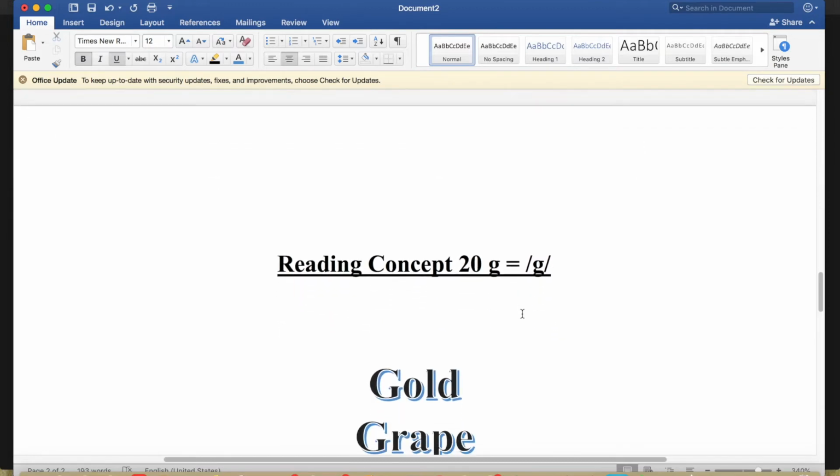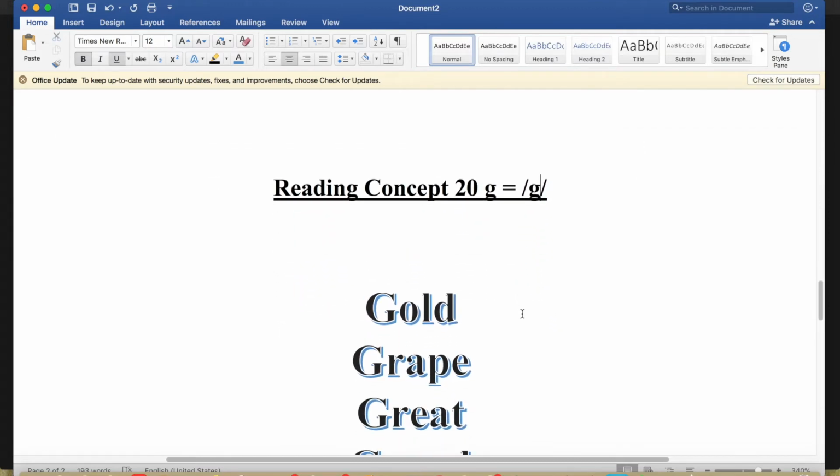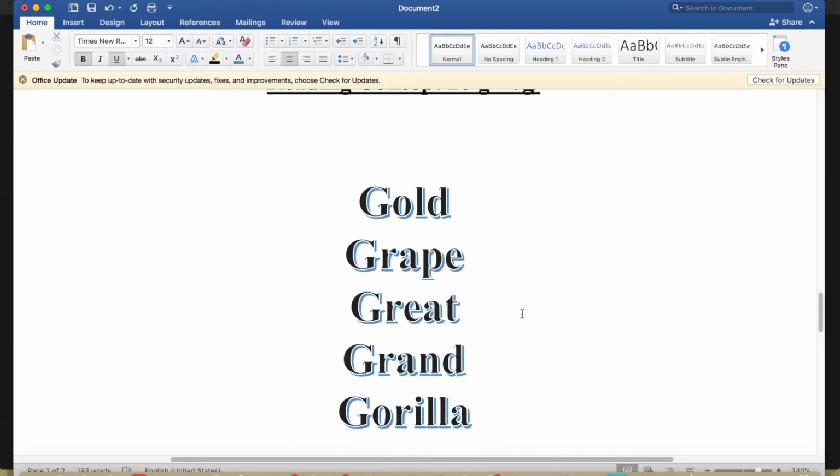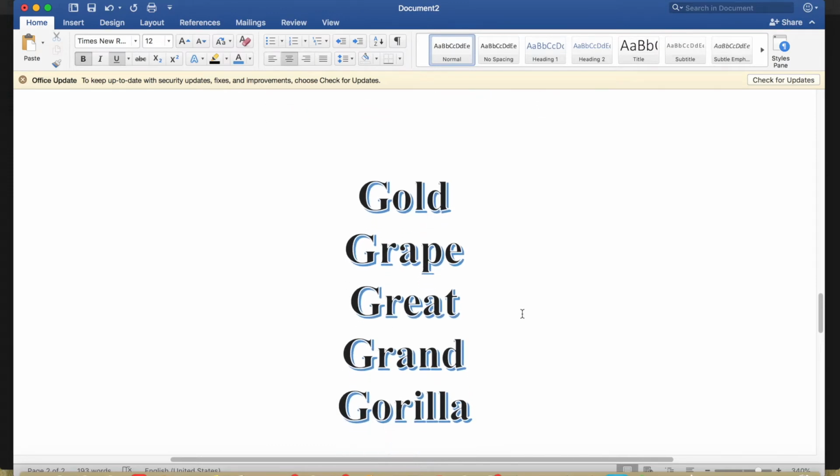So we have gold, grape, great, grand, gorilla. The letter G is pronounced G. The G sound is partially blocked by the back of the tongue. So everybody say G right now and think about, where does your tongue go when you're saying G? The G sound is a consonant sound. It is a clipped voice sound because your tongue is kind of stopping it. So G. Very good.